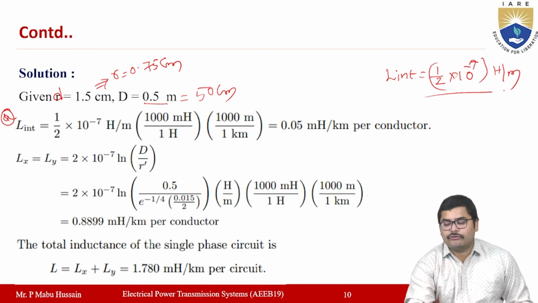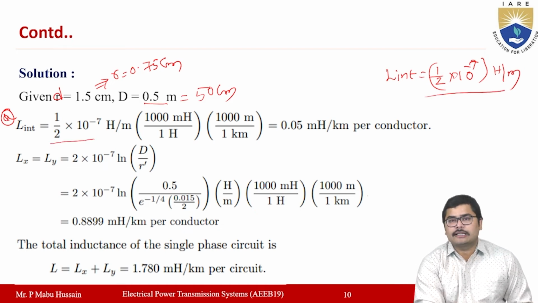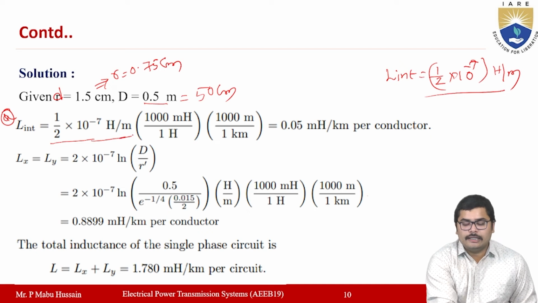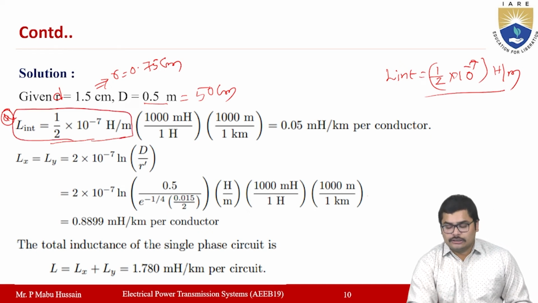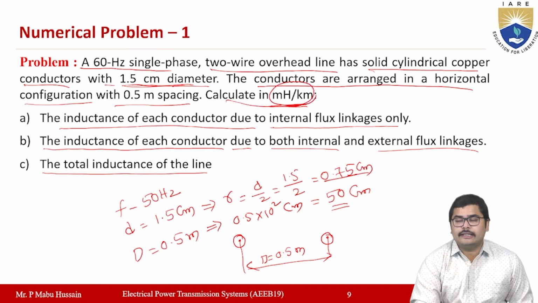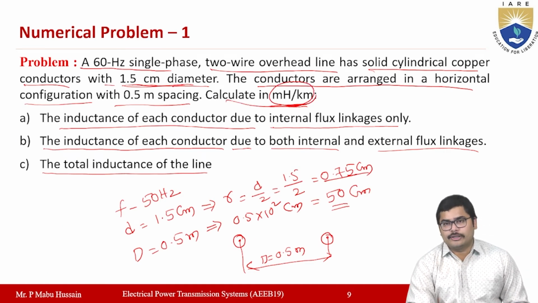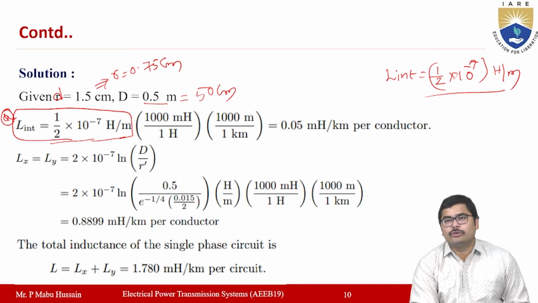This formula we are going to take. So this will be equal to 1 by 2 into 10 power minus 7, which is in henries per meter. But if you see the problem, you have to calculate these inductances in millihenries per kilometer. So you have to convert this henries per meter into millihenries per kilometer.